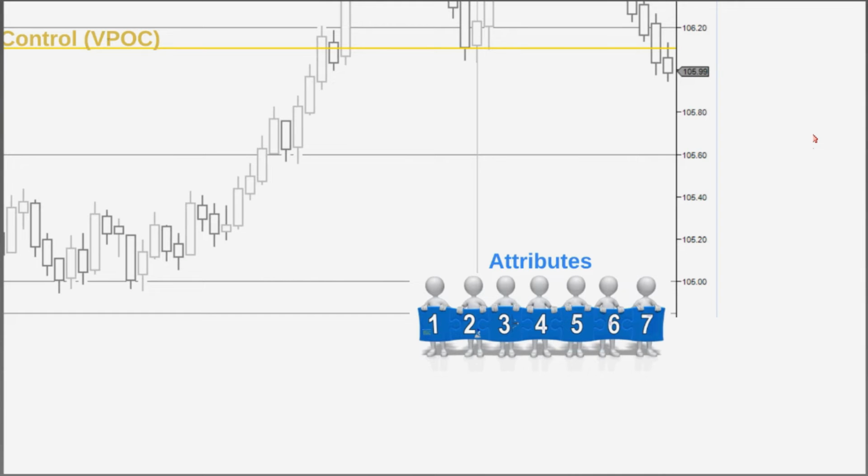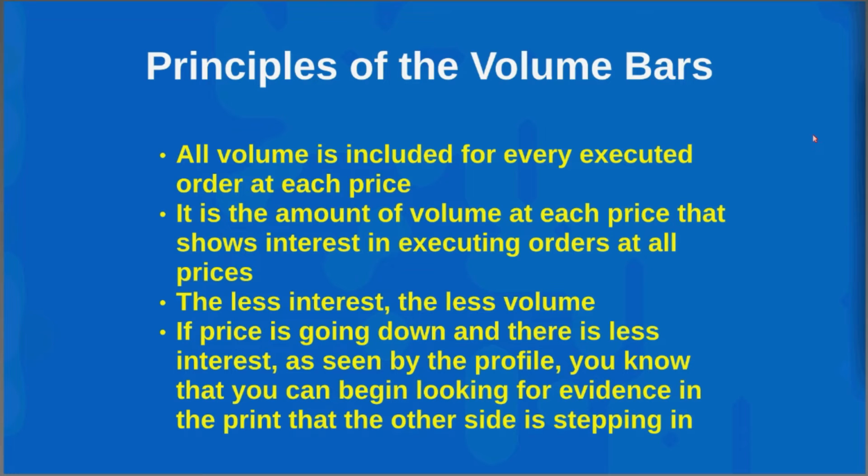So let's take a look at the attributes. I'll go through this a little bit quicker. Some of this, I don't want to be repetitive, but I want it to be effective. All volume, principles of the volume bars. It's all volume that's included, that's for every executed contract, every order executed at each price. It's the amount of volume at each price that shows interest in executing orders, again, at all prices.